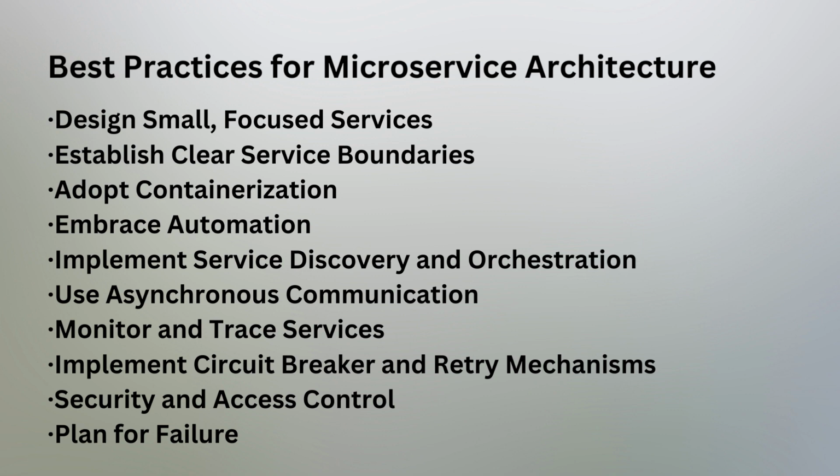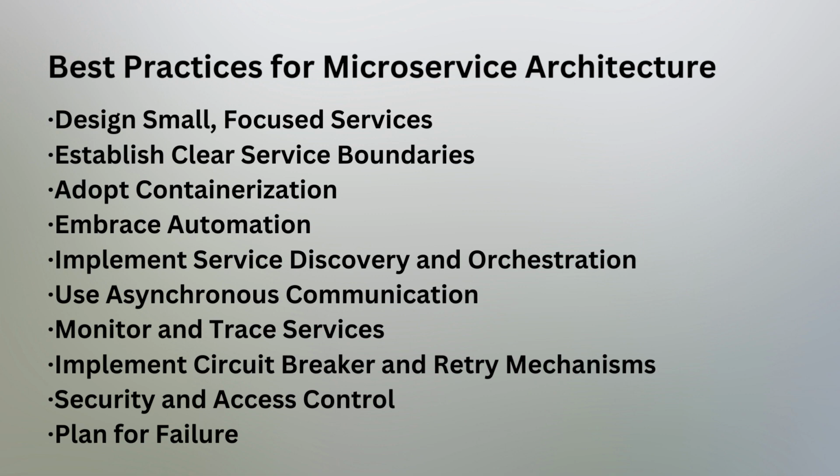Implement service discovery and orchestration. Employ service discovery mechanisms, such as Netflix Eureka or HashiCorp Consul, to dynamically locate and manage services. Additionally, adopt orchestration tools like Kubernetes or Docker Swarm to automate service deployment, scaling, and resilience. Use asynchronous communication when possible. Prefer asynchronous messaging patterns such as publish/subscribe or message queues to decouple services and handle high loads efficiently.